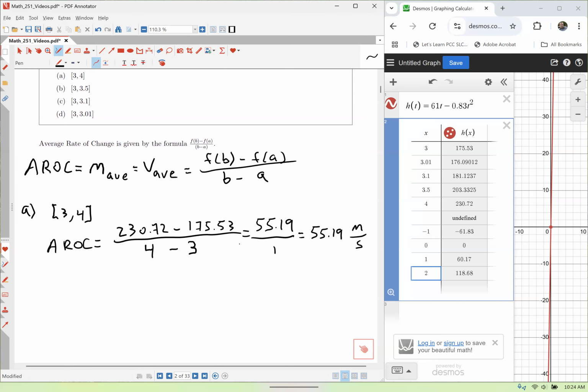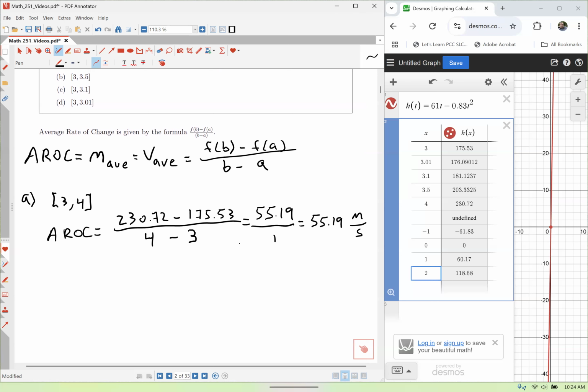Let's see what's going on in the next interval from 3 to 3.5. So what I'm doing here is I'm taking that endpoint of 4, and I'm just going to get closer and closer to 3. My goal here is really to find the instantaneous velocity, the velocity at the value 3. And I can do that by finding the slope and just getting closer and closer and closer.